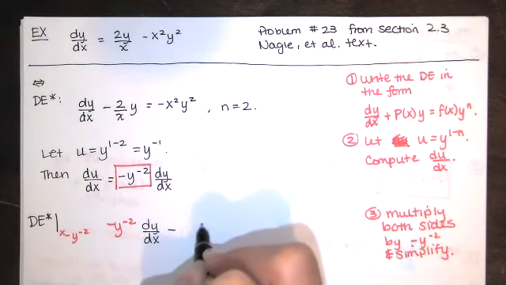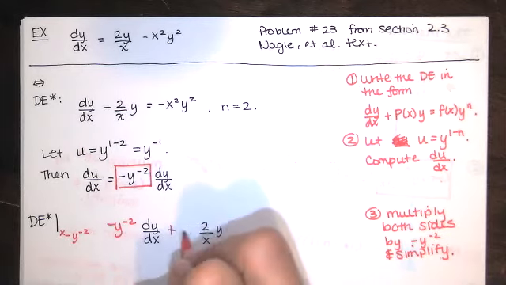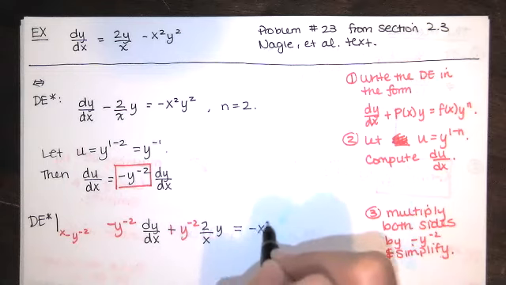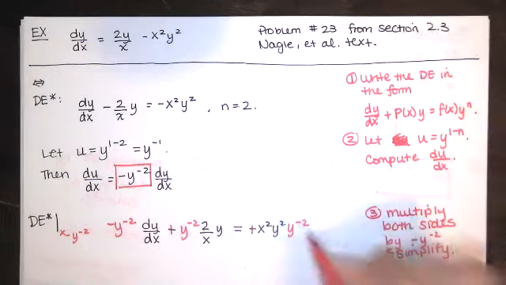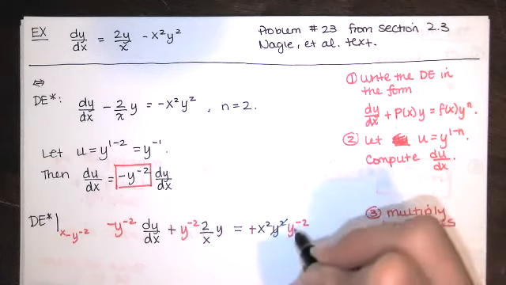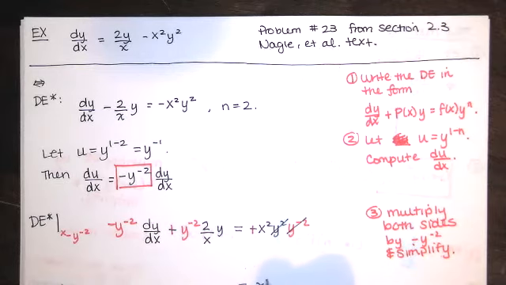And then I still have minus 2 over x times y times negative y to the negative 2. Negative times a negative is positive. And that equals the negative x squared y squared times that negative y to the negative 2. Negative times a negative is positive again. Okay, and now we simplify. The y to the negative 2 and the y to the second, you add the exponents, you get y to the 0. So those guys are gone. All you end up with on the right-hand side is an x squared, which is good.